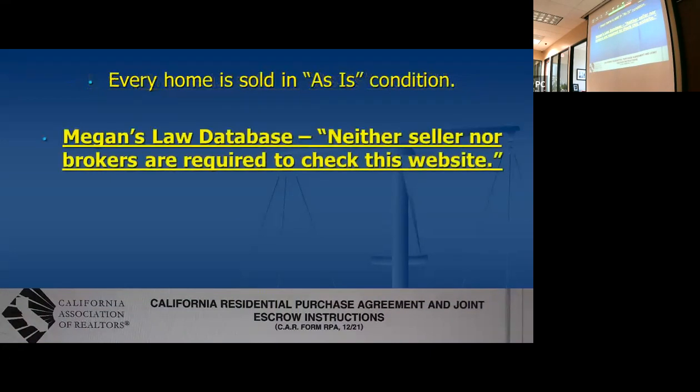Number two, there's a lot to say about it. I do in another seminar, but just for right now, because it's a big topic, just be aware. Now this applies to the real estate deal, not where you live and what you may want to do, to look at the Department of Justice website, the Megan's Law database. But in a transaction, it does say neither seller nor brokers are required to check this website, which is usually interpreted to mean don't check it. Now, there's a lot of reasons why you may want to. It's just different from where you live and wanting to check it and in a transaction. So in the RPA, that is what it says. You're not required to. Just good to keep in mind.